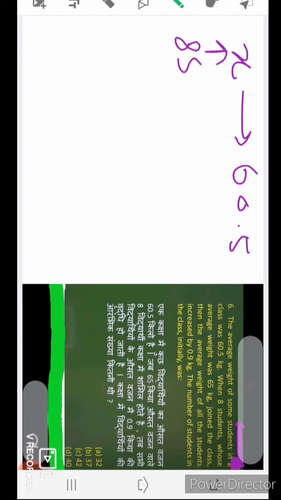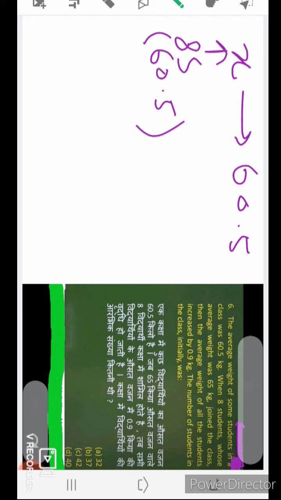Okay, now just come to the next question. Come to the fifth question. This is question number 5. The average weight of some students in a class was 60.5. Now let's suppose there are x students whose average weight is 60.5. Let's suppose there are 8 students whose average weight is 60.5.